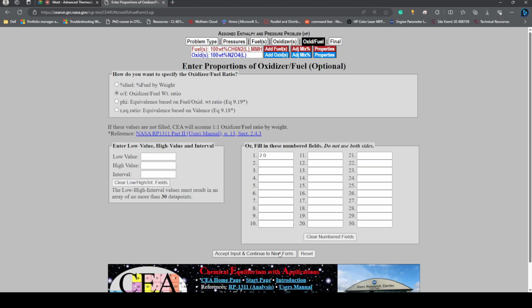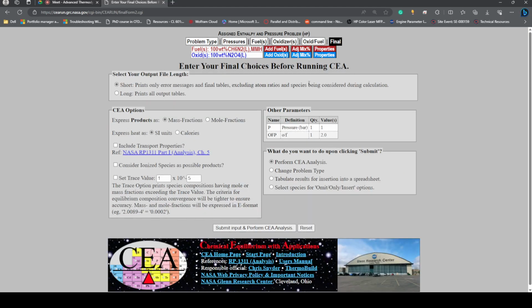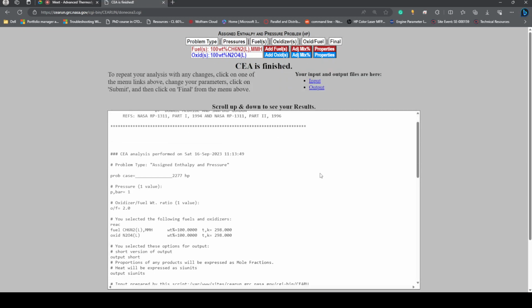After giving the parameters you have selected, I have selected pressure to be 1 bar and oxidizer fuel ratio to be 2. Now it will either show me mass fractions or mole fractions. You can select either of them and perform this CE analysis. Whatever we did, this problem can be solved this way also. So if you submit the input and perform CE analysis, you will end up getting results.